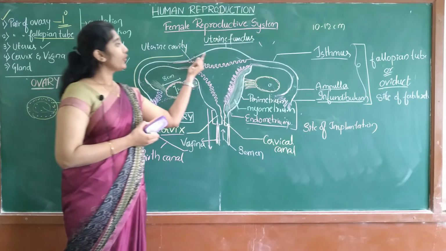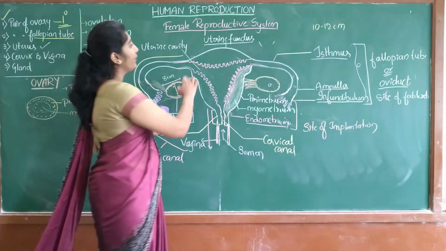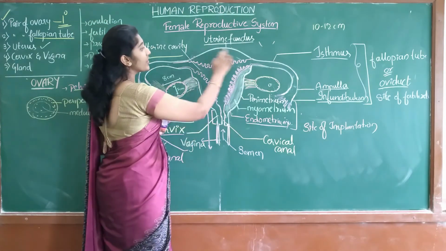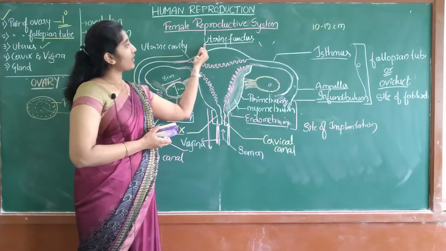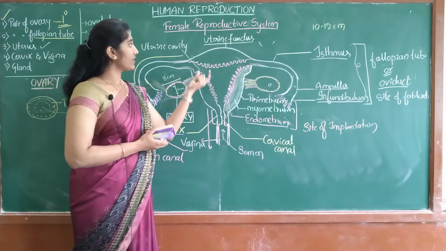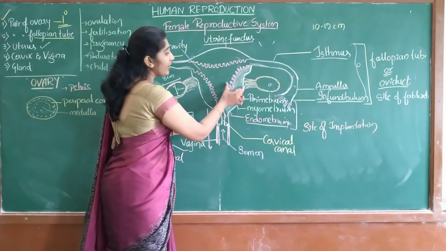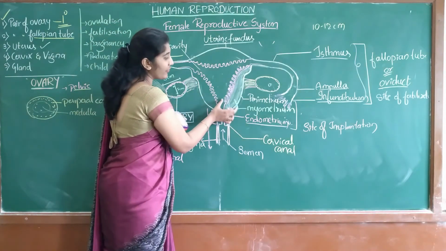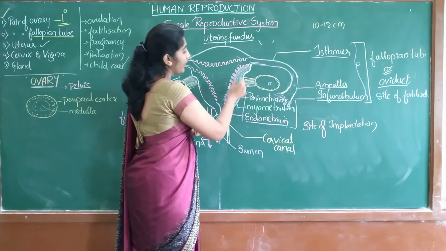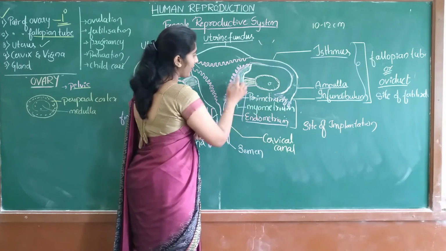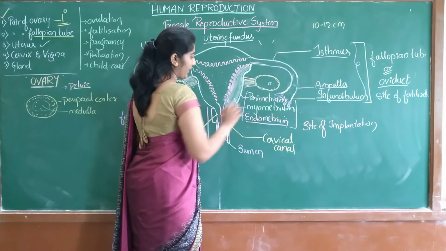Next comes the uterus. The uterus is an inverted pear shaped structure. The upper part of the uterus is called the uterine fundus, and the uterus is made up of 3 layers. It is lined with the 3 layers, the outermost being perimetrium, the middle one is myometrium, and the innermost is endometrium.